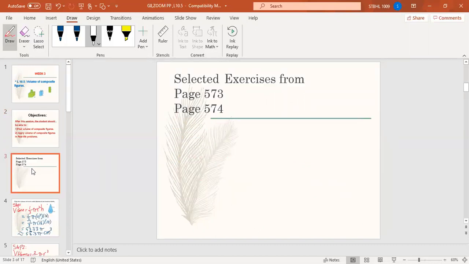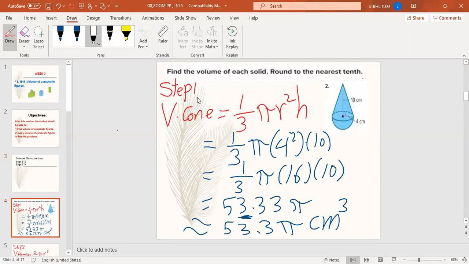We are going to solve selected exercises from pages 573, 574 in your textbook. We will begin with question 2. Find the volume of each solid, round to the nearest tenth.